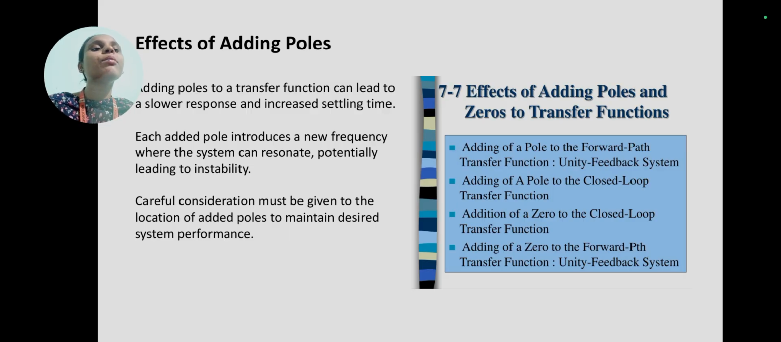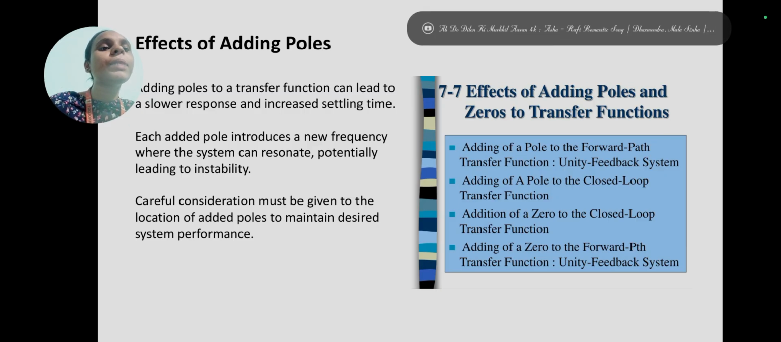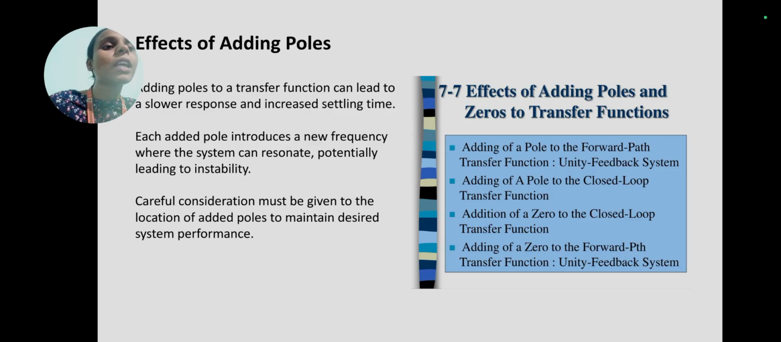Effects of adding poles and zeros to transfer functions. Adding of a pole to the forward path transfer function of a unity feedback system. Adding of a pole to the closed loop transfer function. Addition of a zero to the closed loop transfer function. Adding of a zero to the forward path transfer function of a unity feedback system.